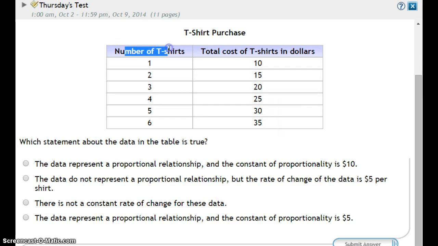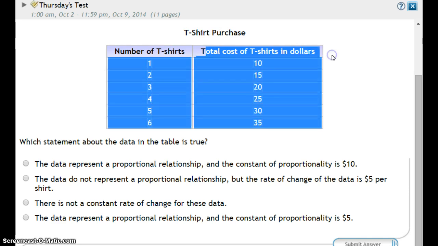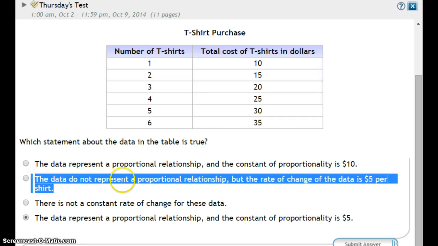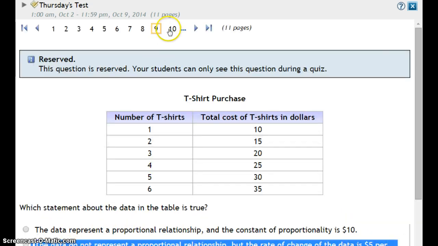So when I buy an extra T-shirt, the cost of the shirts goes up by $5, and so that's this answer here. The data is a proportional relationship, and the constant of proportionality is $5. The reason why this is not correct is because they do represent a proportional relationship. In other words, this is a straight line.